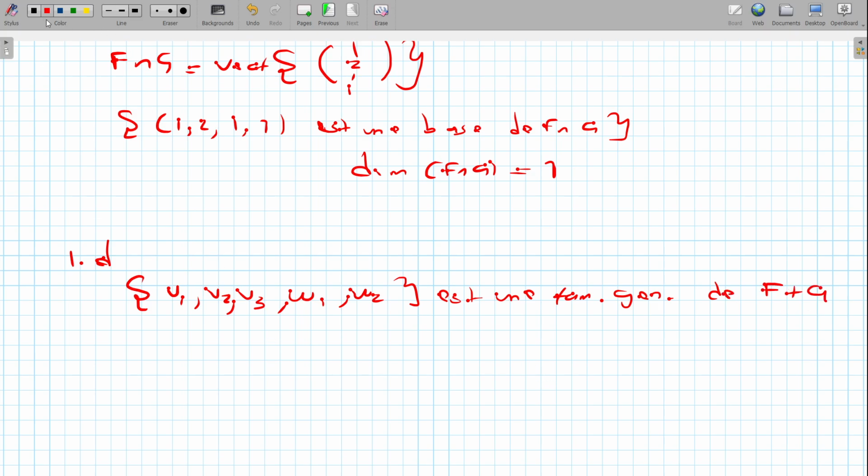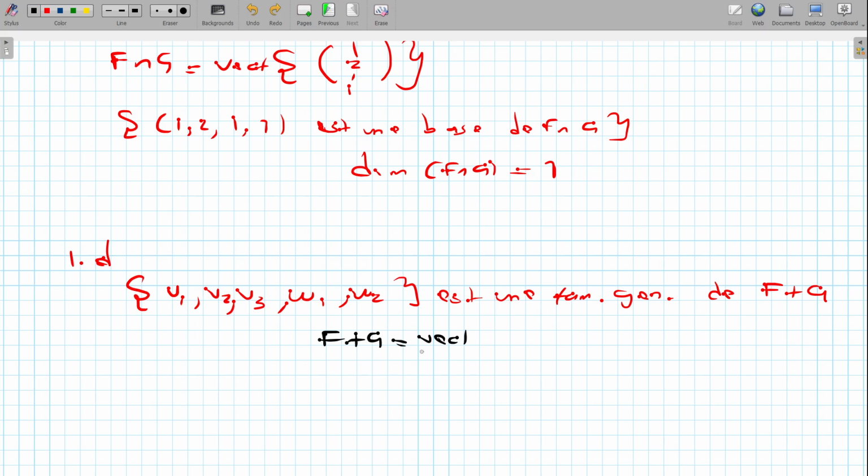Then what is our goal? Let's remember our goal. The goal is to show that F, maybe before we write the goal, we can say what we mean. In other words, we are saying F plus G is equal to vect of.